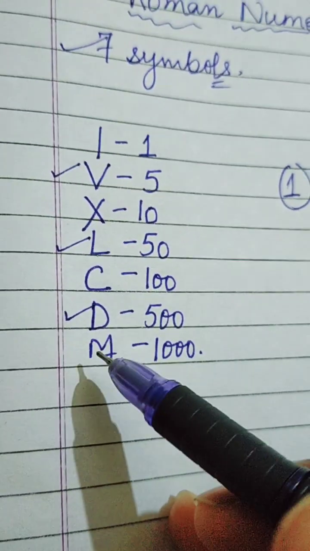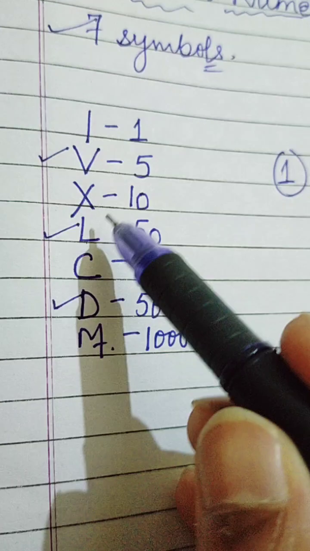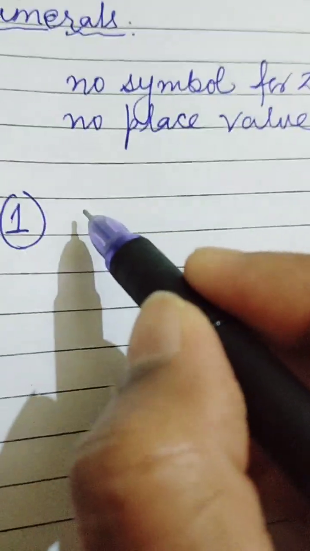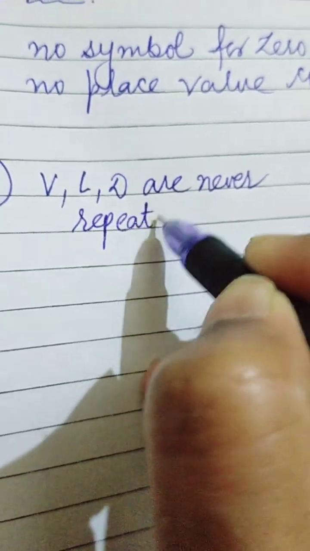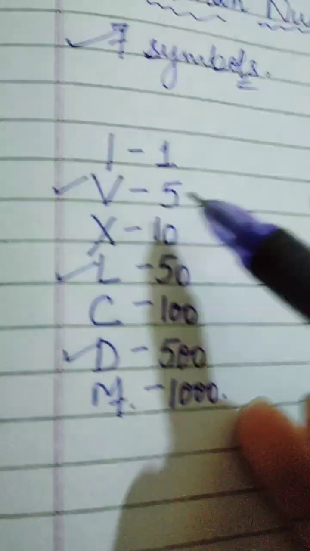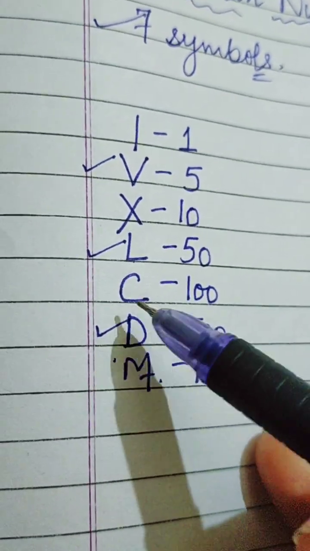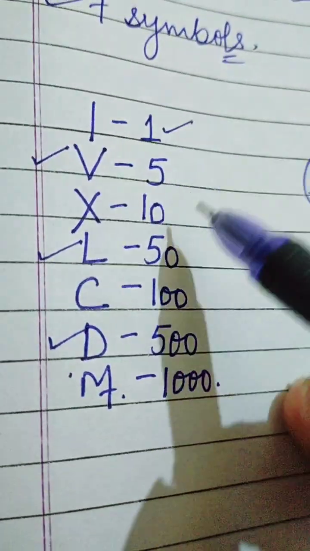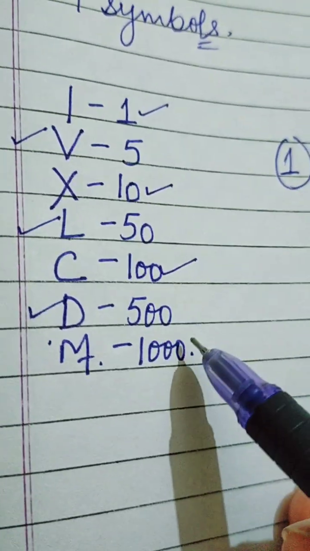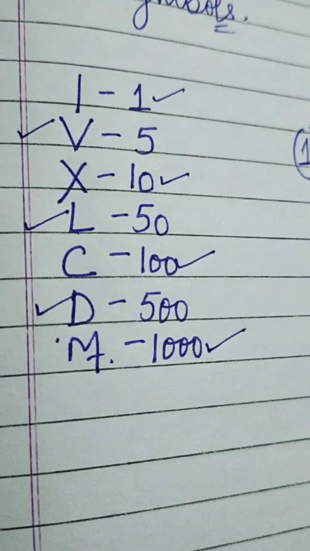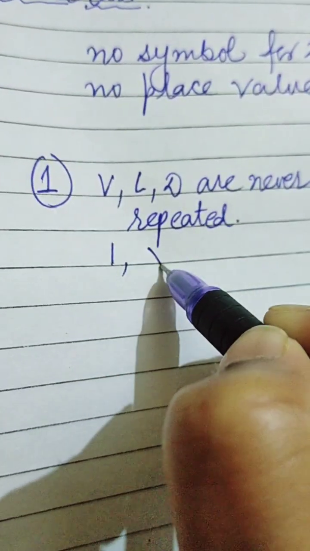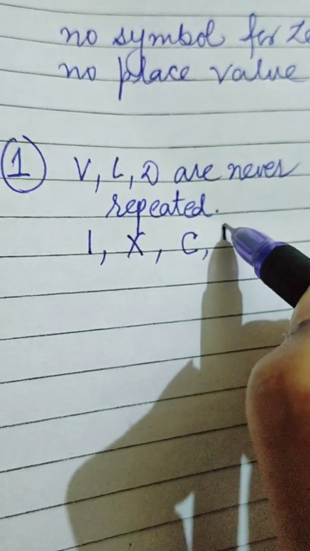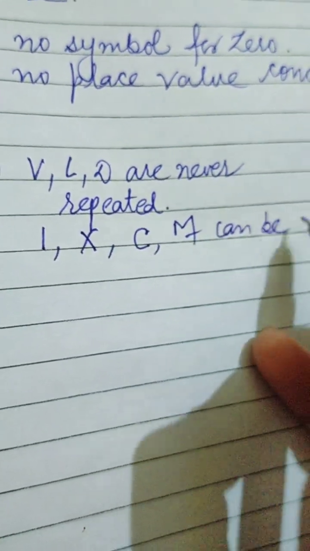V, L and D, these are never repeated. These are written only once, which means these are used only one time. Now these are total 7. From these 3, which are never repeated, the others I, X, C and M, these 4 left, can be repeated.